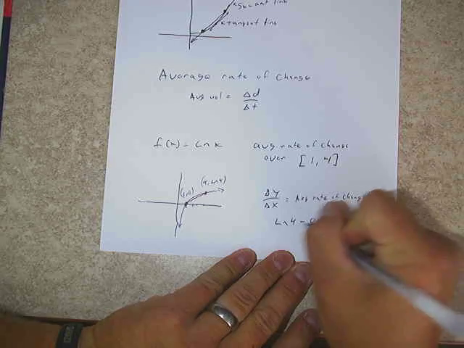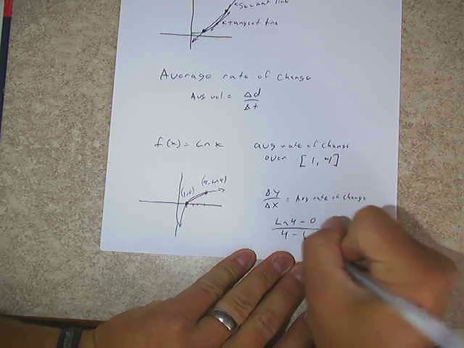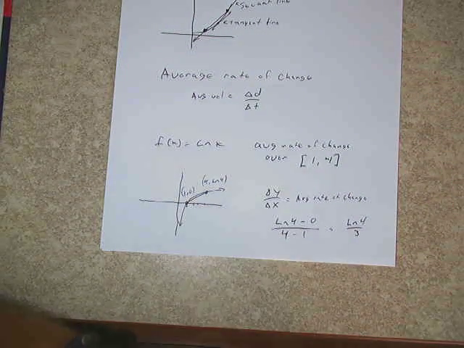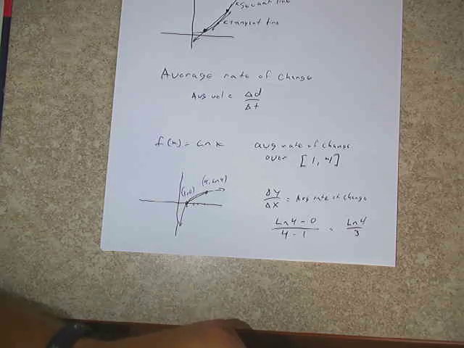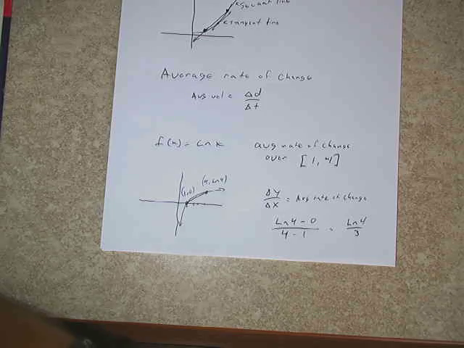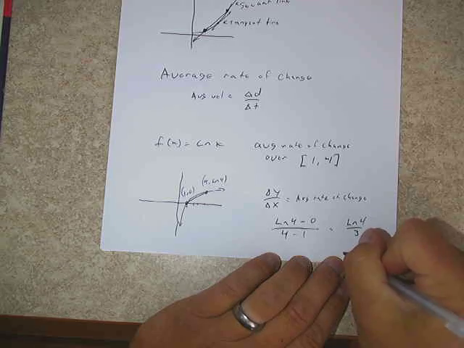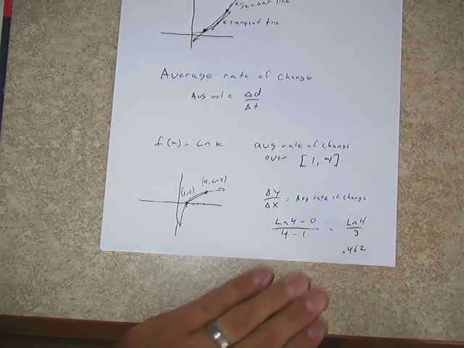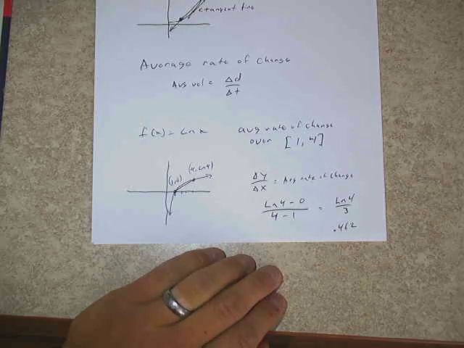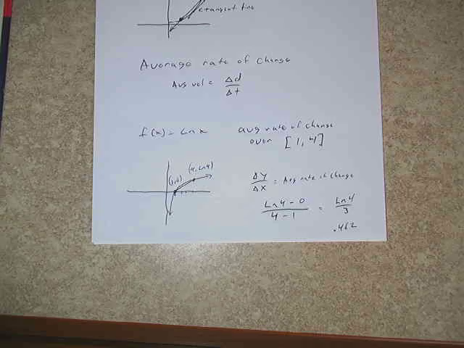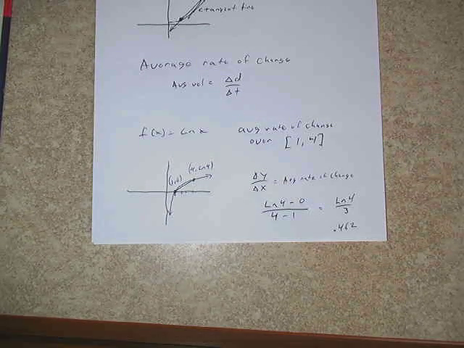If we look at the points in question here, if we want to find the slope between those 2 points, we go ln4 minus 0 on top, and then 4 minus 1 on the bottom, and so ultimately we have ln4 over 3. And that right there would be the average rate of change. Okay? Now just for comparison's sake, go ahead and give me a decimal for that, just so we know about how steep that is. 0.462.